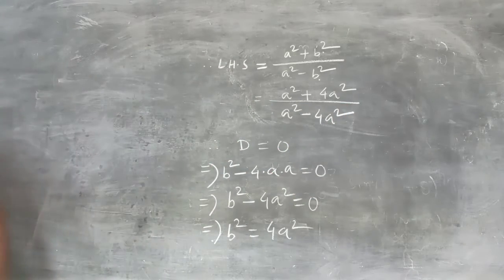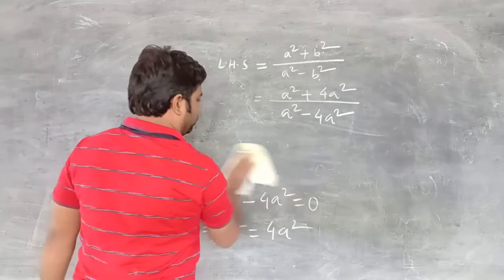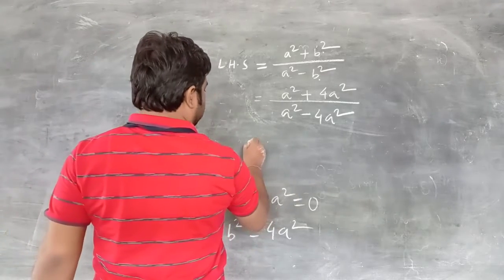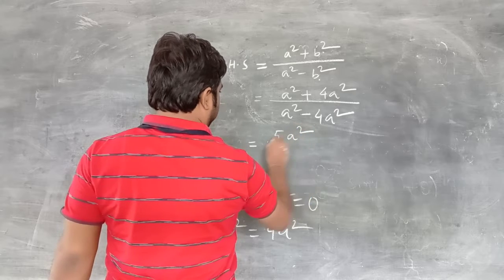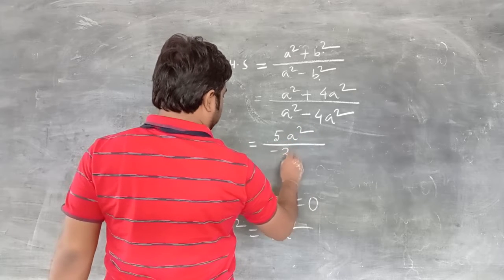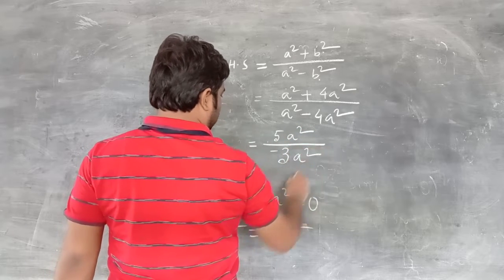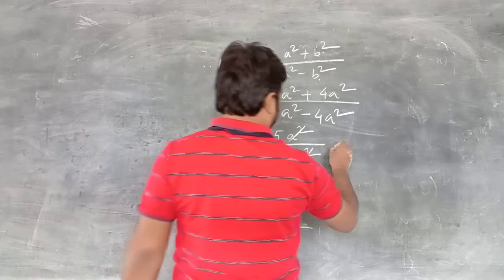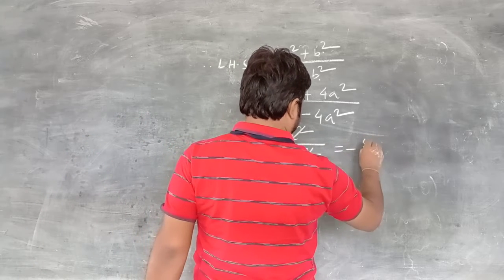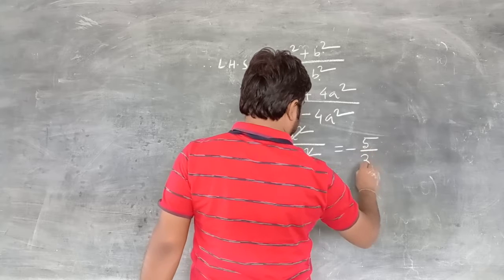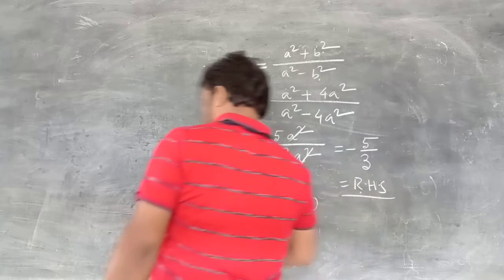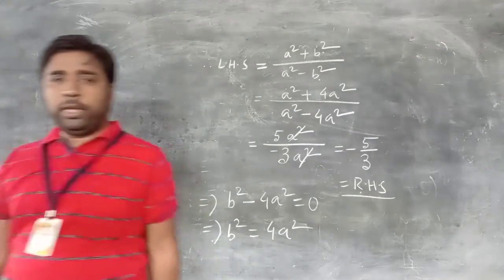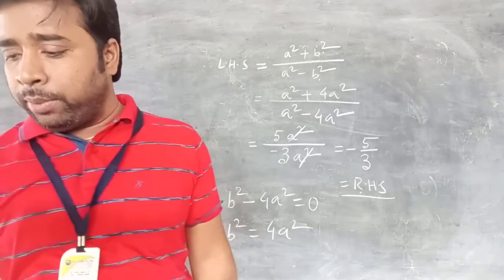Okay, this is 5a square by minus 3a square. So a square cancels, we are getting minus 5 by 3, equal to RHS. Okay, so we have completed till question number 14.